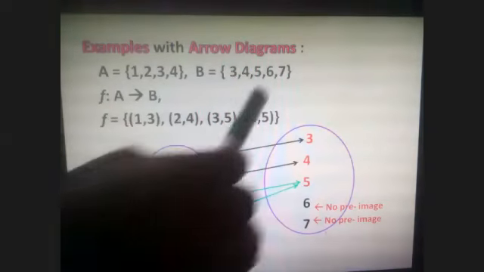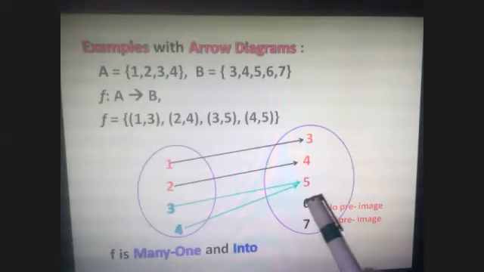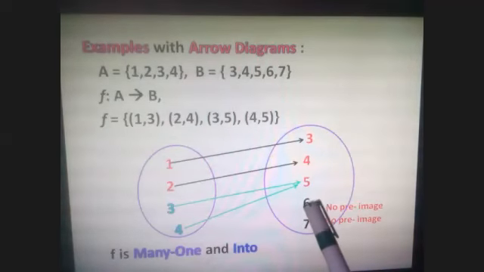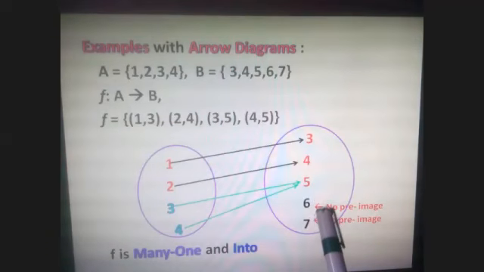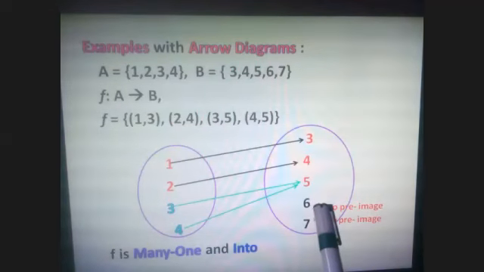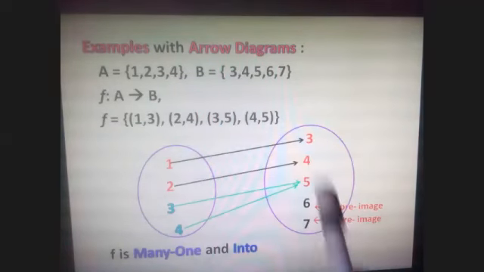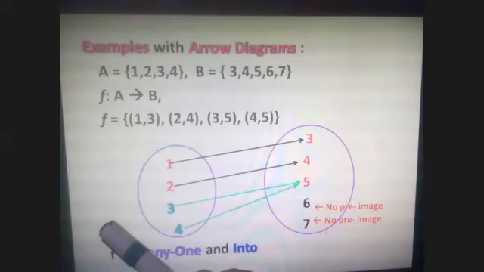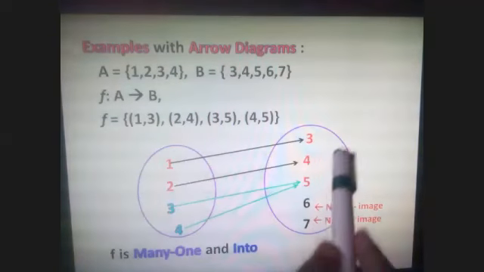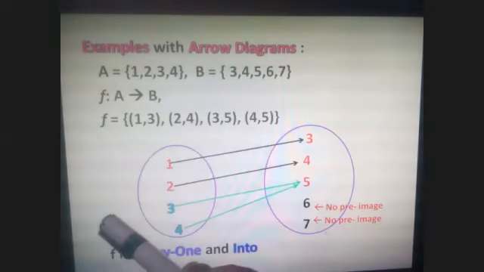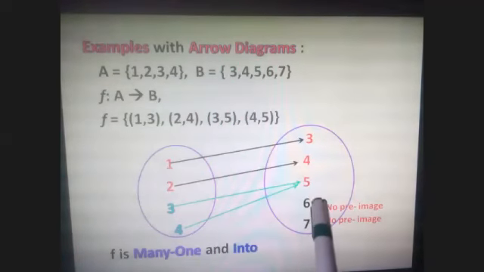Can you explain into and onto again, sir? Into means there are elements left out. If one element is left out in B, then it is into. Onto means all the elements in B have a pre-image. That is yesterday's definition. You revise it. If all the elements in B have a pre-image, then it is onto. This is not onto because there are 2 elements which have no pre-image.